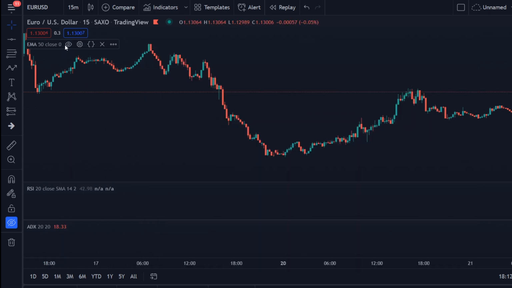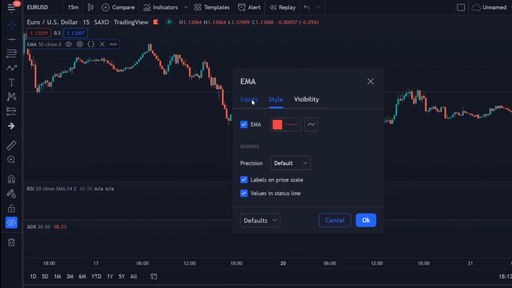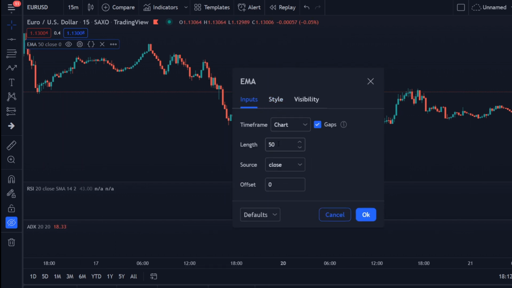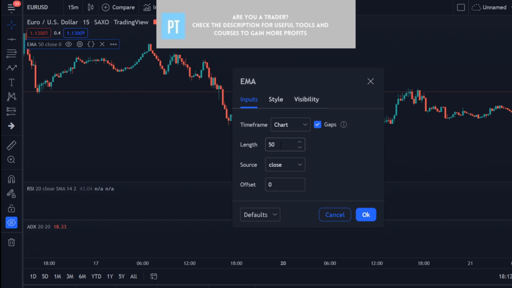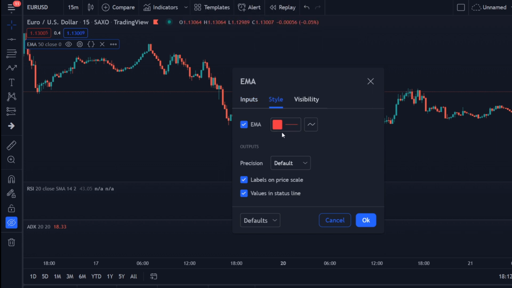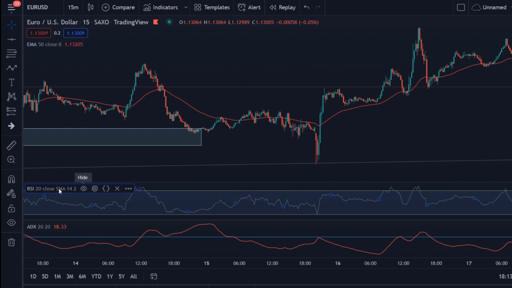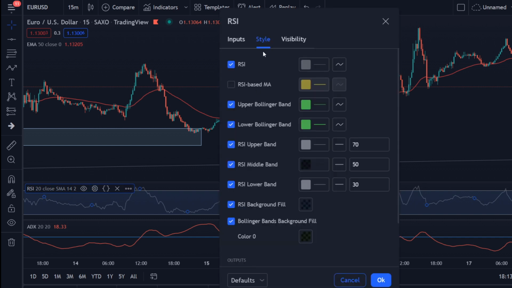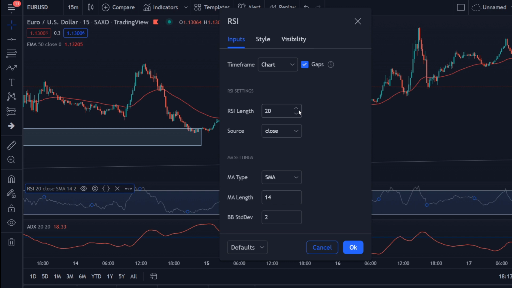Okay, so now I will show you the settings because we're not using default settings. First, we need to adjust the exponential moving average and we set it to 50. I also play around with the colors. I like the red color. Then we have the RSI over here. So I click on settings and also make sure to adjust the settings. Instead of 14, the default, change it to 20. The RSI length needs to be set at 20.